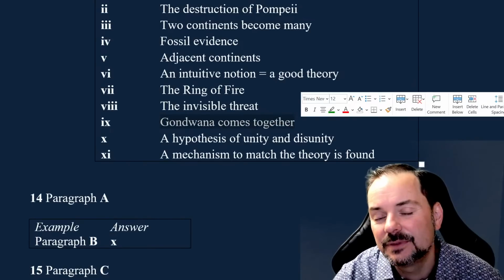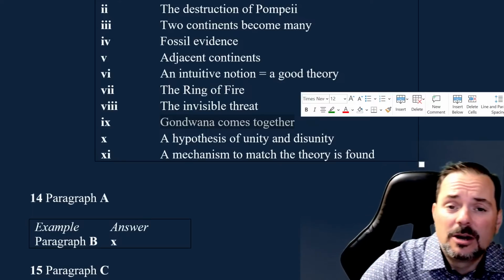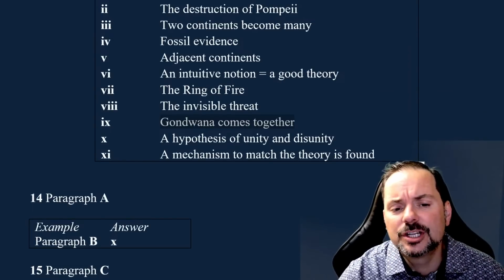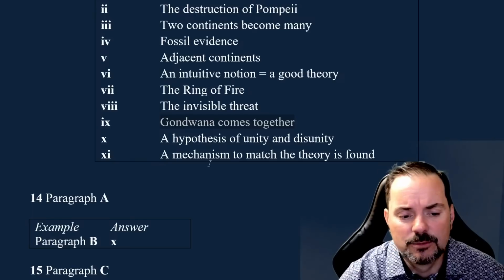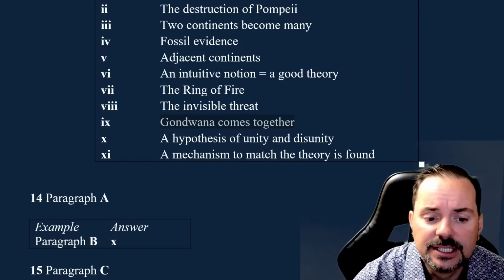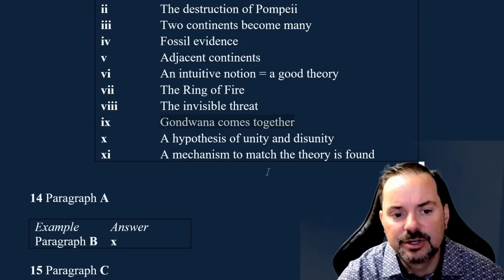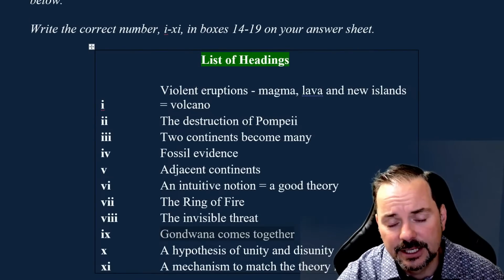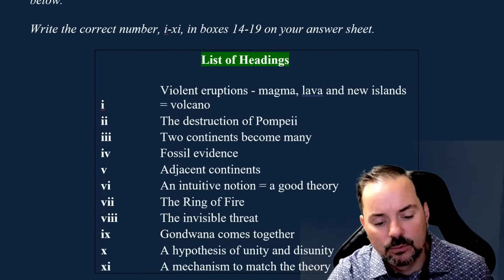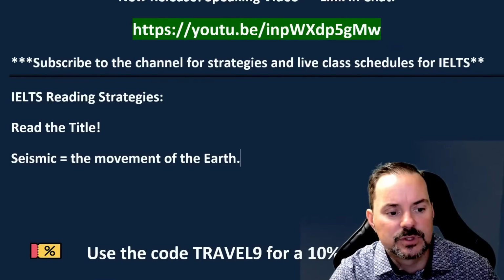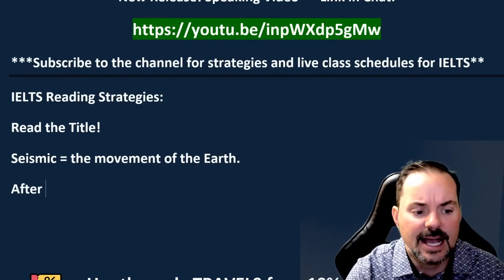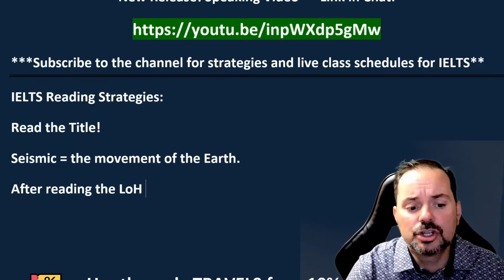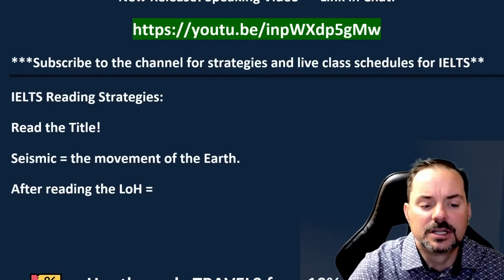Now again, if some of these words are new, if some of these topics are confusing, that's fine. You should get one idea from all of this. A hypothesis of unity, disunity, a mechanism to match the theory is found. So hopefully when you read these topics, you get one idea. What is that one idea? After reading the list of headings, you should have one clear idea. What is that one clear idea?